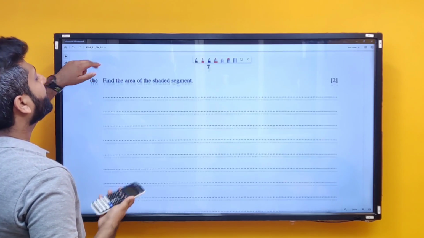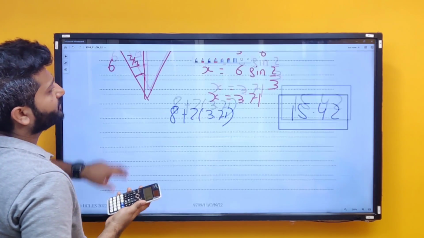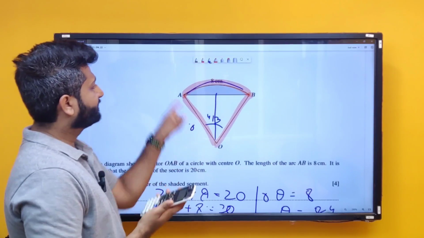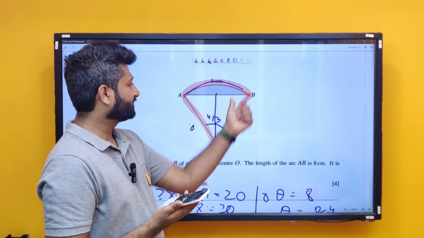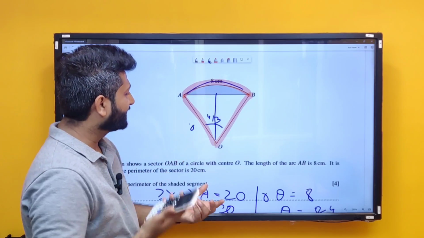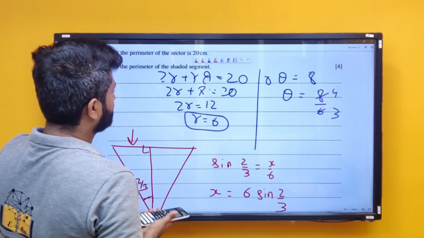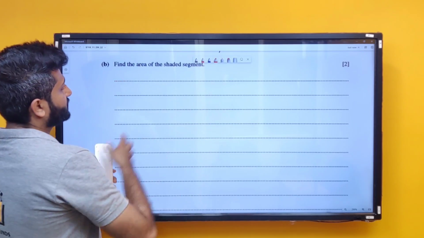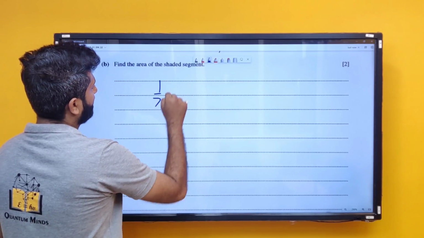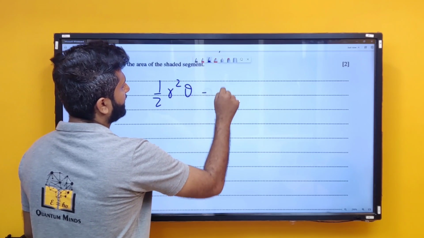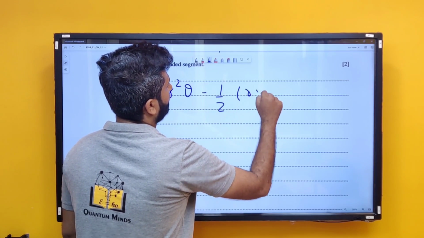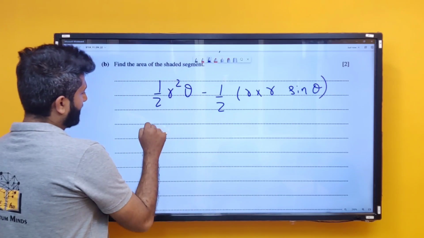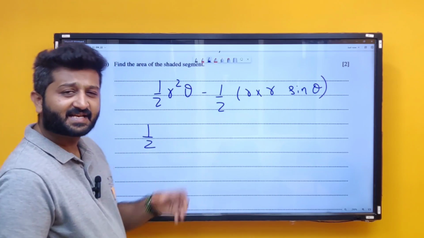Next, find the area of the shaded segment. Okay, so this is also pretty easy. Now guys, area is nothing but area of this sector minus area of this triangle. We know that sector area is nothing but theta upon 360, or we have been given the angles in radians. So half r square theta minus half r into sine theta, right? So half r square. Now what is my radius here, guys?